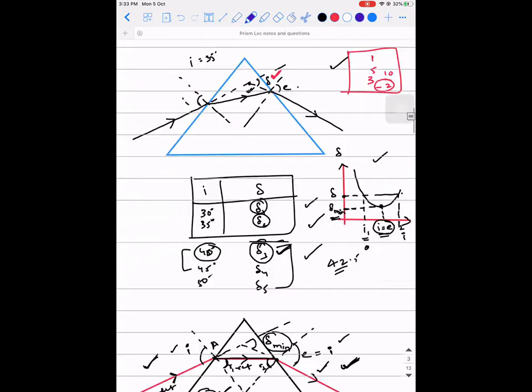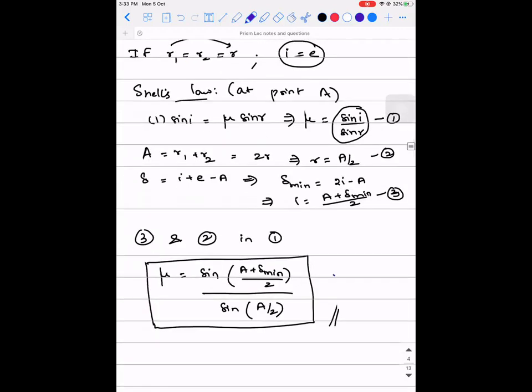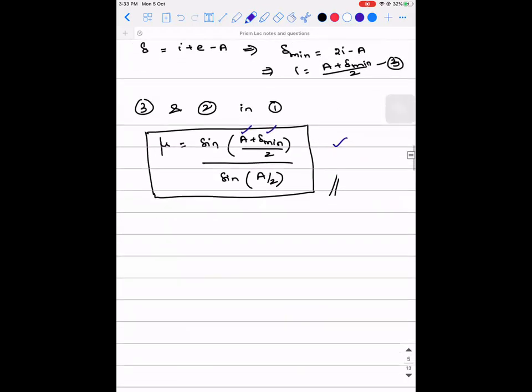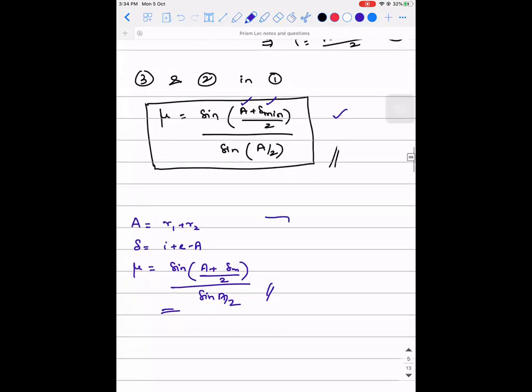Then we saw what is the value of refractive index of a prism in terms of its angle and the angle of minimum deviation, right? So these are all the concepts that we have seen. So let's recollect the formula. A is equal to R1 plus R2. Delta is equal to I plus E minus A. And mu is given as sine of (A plus delta M) divided by 2, divided by sine of A by 2. Right? So these are all the formulae that are needed.